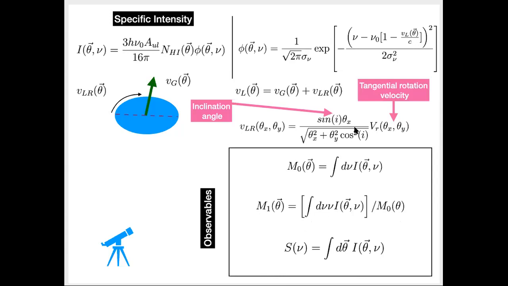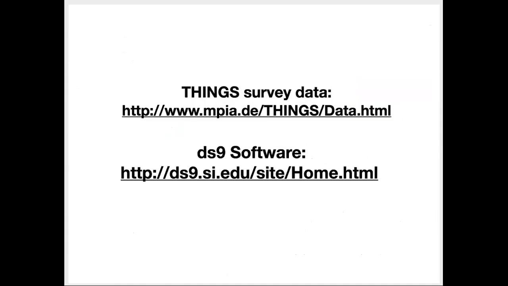Okay, so this is what I wanted to tell you about the theory part of it. And now what we will do is we'll look at some real data, and we'll use a software to do that. So let me first introduce to you two URLs, universal resource locators, from which you will get the data, which is this, and the software which we'll use called DS9, which is this URL.